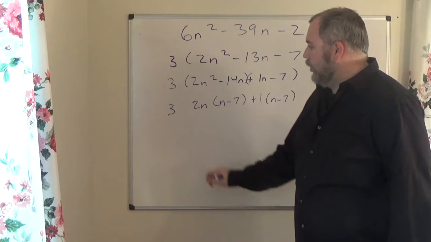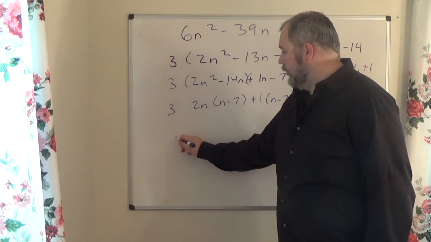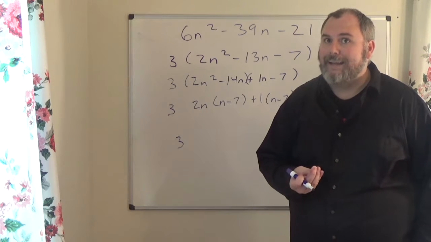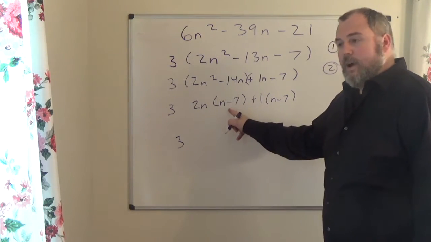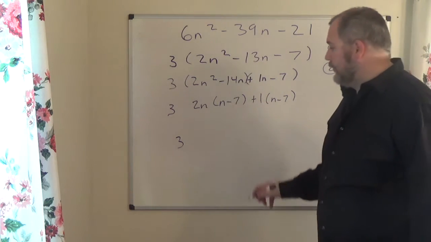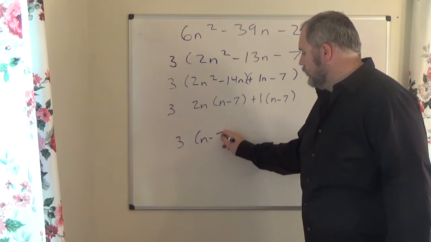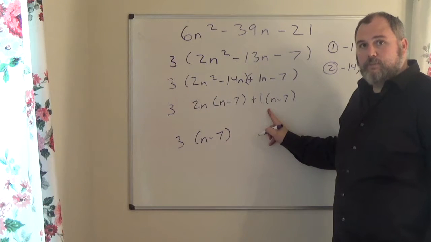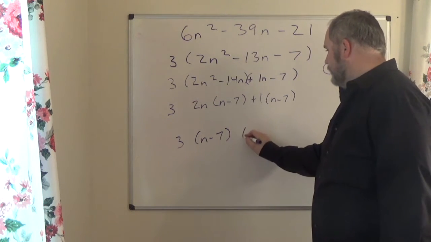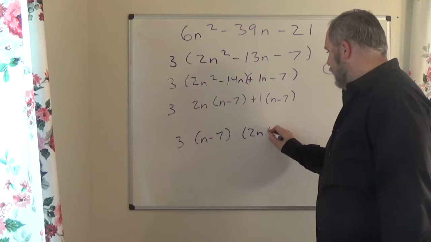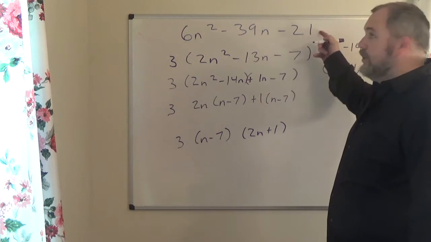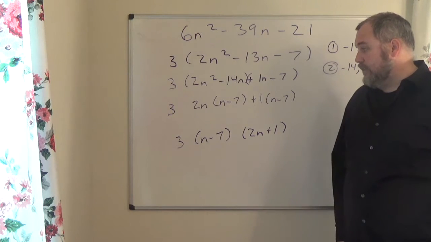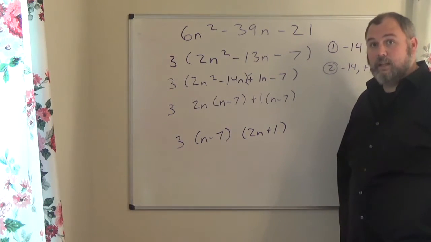So what am I going to write? Well, I don't want to forget my 3 because that's what my GCF was at the very beginning, so we can't lose that guy. And we're going to write down what we have in common, n minus 7. And then whatever's left, we're going to marry them, get them married, and put them together. And so this one, when factored out, should equal 3 times n minus 7 times 2n plus 1.